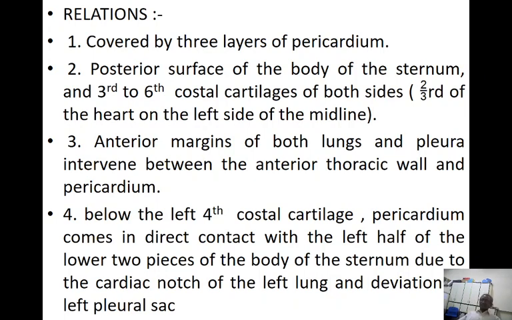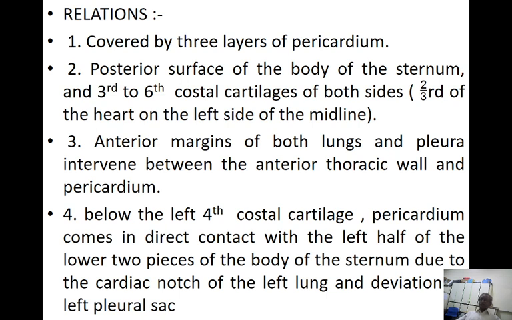The relations. It is covered by 3 layers of pericardium, the posterior surface of the body of the sternum, and the 3rd to 6th costal cartilages of both sides. 2/3 of the heart is on the left side of the midline. So it is covered by 3 layers of pericardium, 2 serous layers and 1 fibrous pericardium. Then the posterior surface of the body of the sternum and 3rd to 6th costal cartilages of both sides. The anterior margins of both lungs and pleura intervene between the anterior thoracic wall and pericardium.